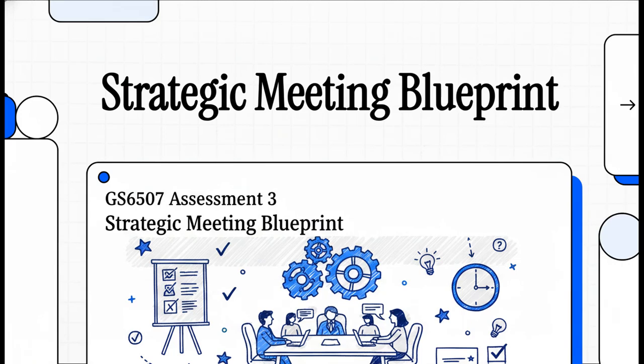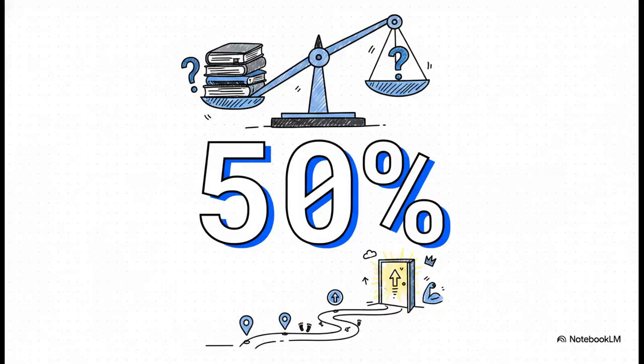Welcome to The Explainer. Today we're diving deep into a really crucial briefing. We're talking about the GS6507 Assessment 3, which is your strategic meeting blueprint. So settle in, focus up, and let's get you completely ready for this major professional simulation.